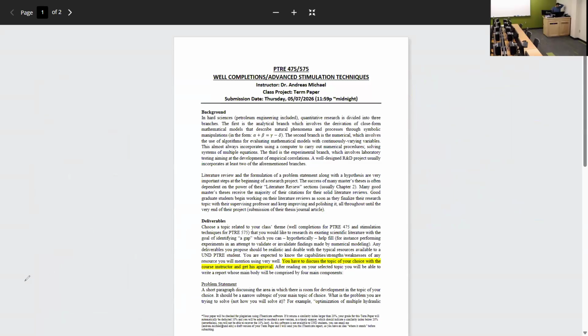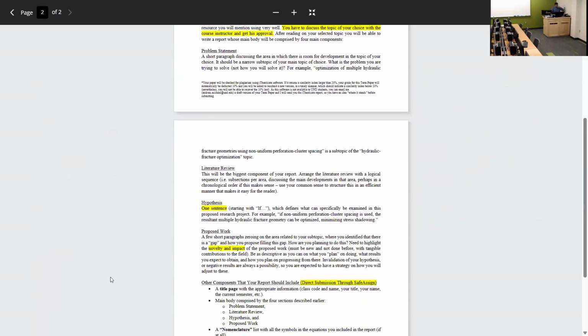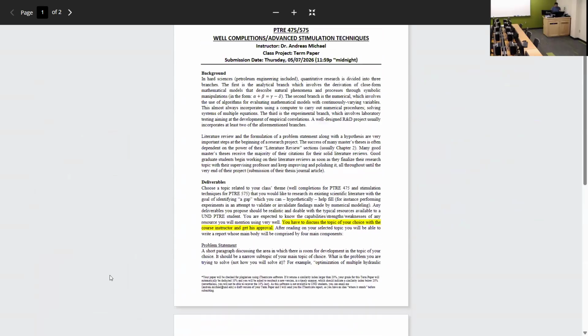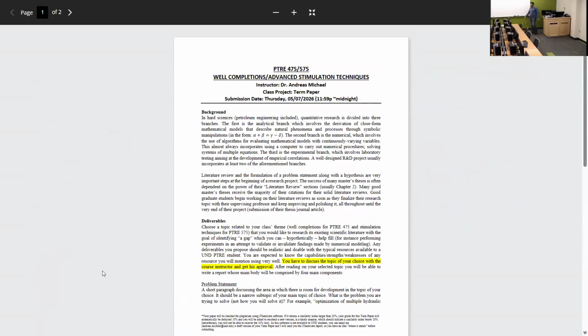What I'm expecting is there is a certain structure that your report would follow, but I'm not very hard on that. It's just you have to show me. Well, it's good if you designate it, like literature review, proposed work, and then I want you to say hypothesis, and then your hypothesis is this statement. It's one sentence, most likely starting with the word if.